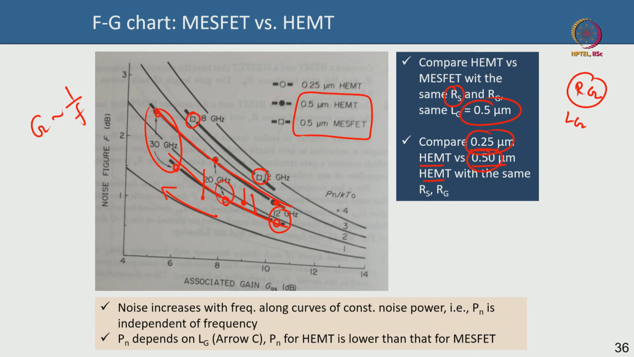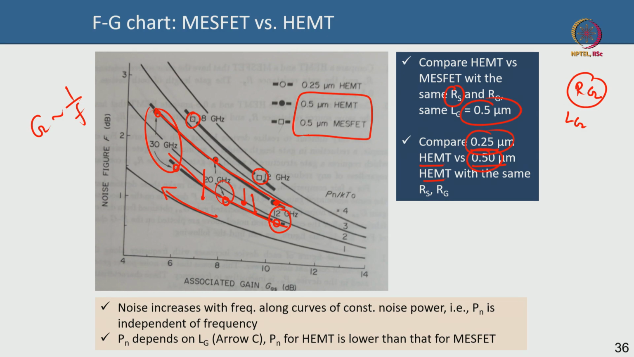The HEMT has a better noise figure than the MESFET, because the velocity of electron is better. You have a 2D electron gas, screening is better, mobility is better. Okay, so gm is better. You have much better transconductance for HEMT than for MESFET. The channel velocity in a 2D electron gas is also higher than in a 3D, bulk kind of MESFET.